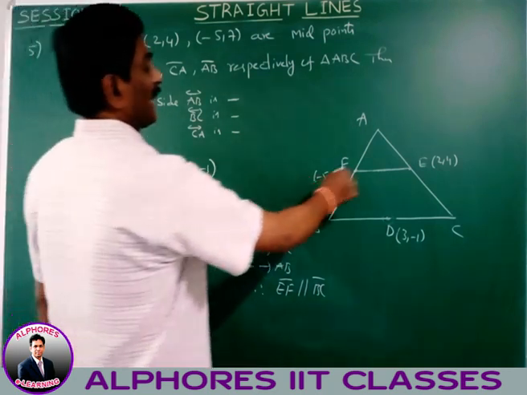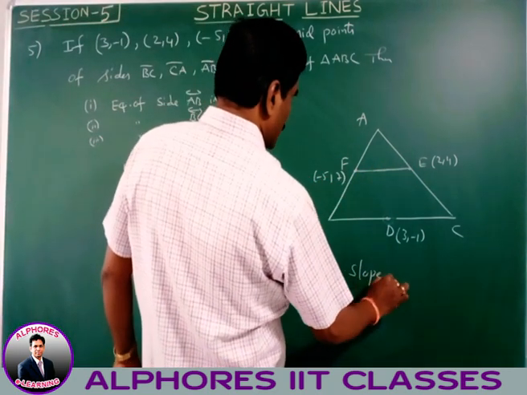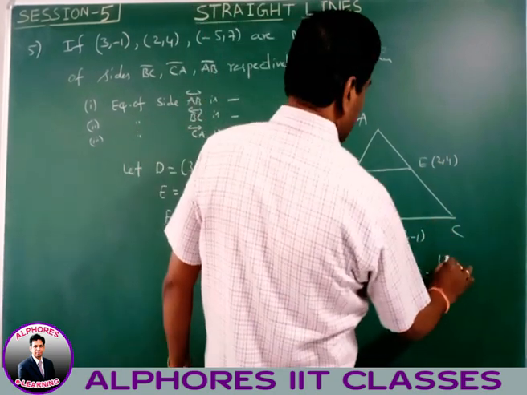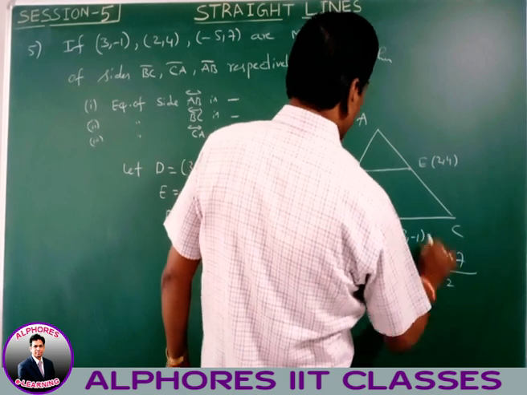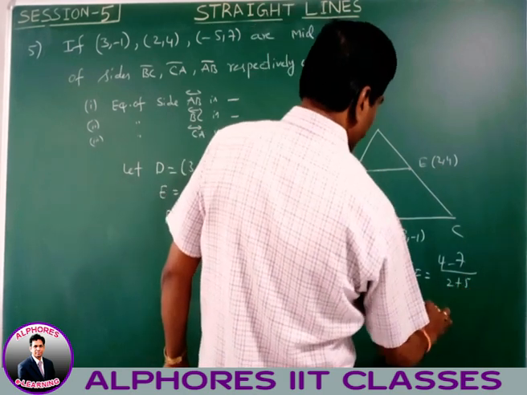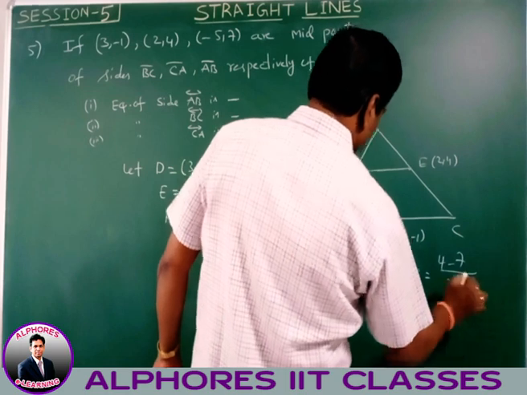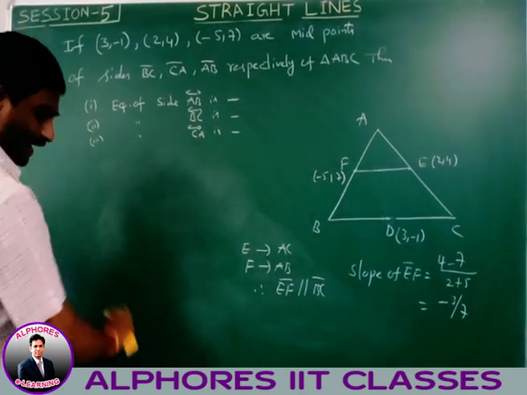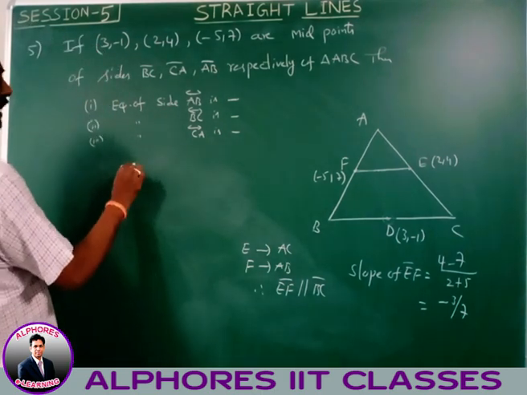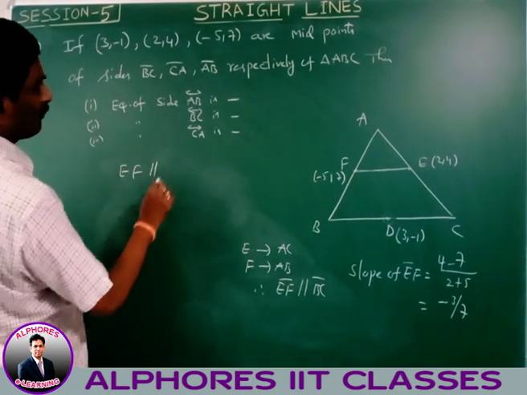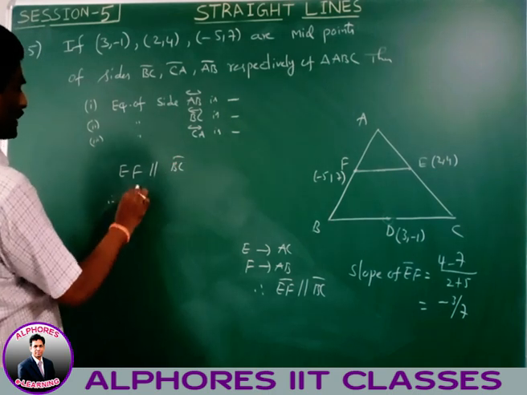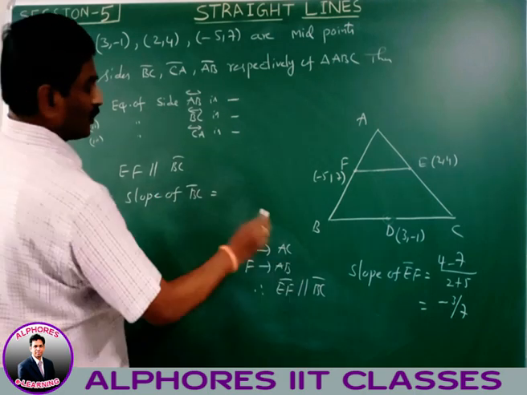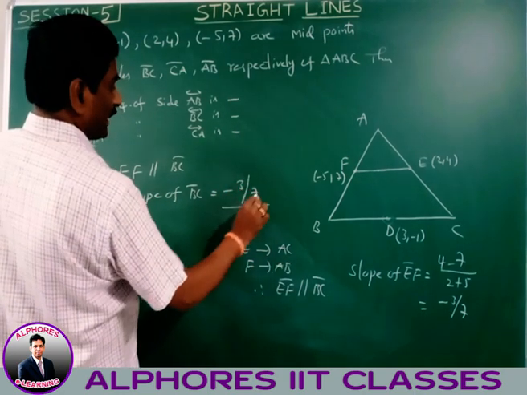So, the slope of EF. What is the slope of EF? Slope of EF is equal to (y2 minus y1) by (x2 minus x1), which is (4 minus 7) by (2 minus (-5)), that is 2 plus 5. That is equal to -3/7. Slope of EF is -3/7. But EF is parallel to BC. Therefore, the slope of BC is equal to what? -3/7. It is m.